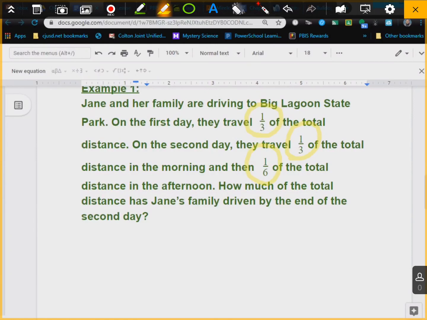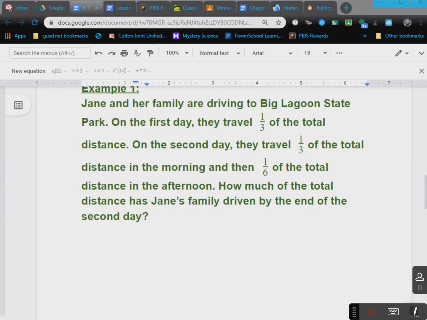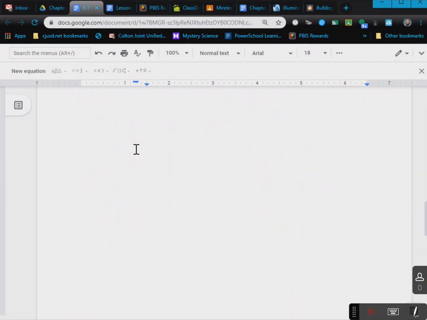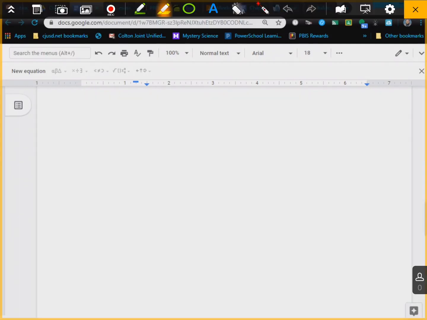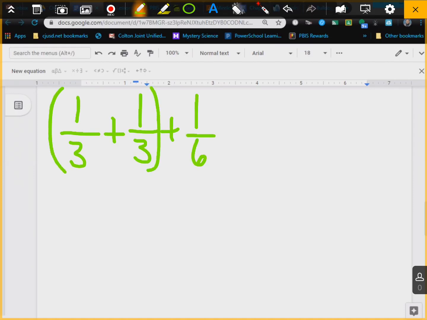So we need to add these three together. So I'm going to use my associative property. Okay, so you have 1/3 plus 1/3 plus 1/6. All right, and I'm going to have these two go together. I know 1 plus 1 is 2. Denominator stays the same. That gets me 2/3 plus 1/6.